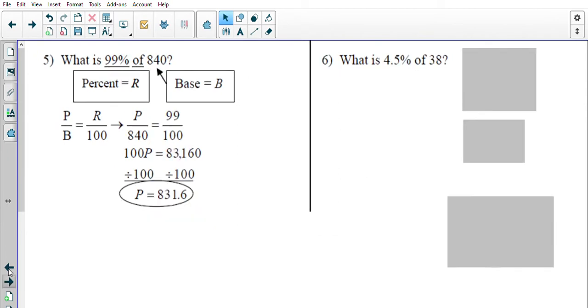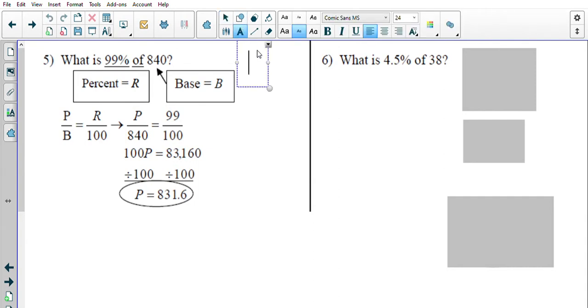All right, moving right along. Number 5 and 6, again, going to go hand in hand. So this one's a little different because we're given the percent this time. So in question number 5, it says, what is 99% of 840?